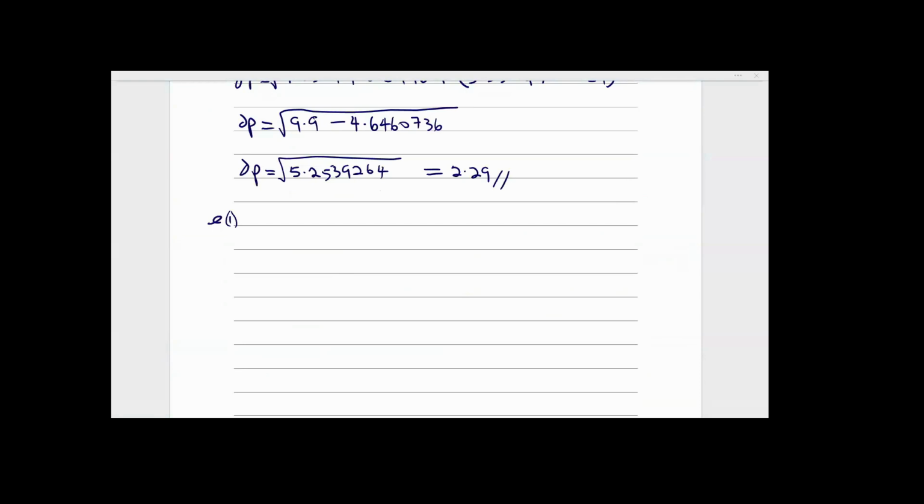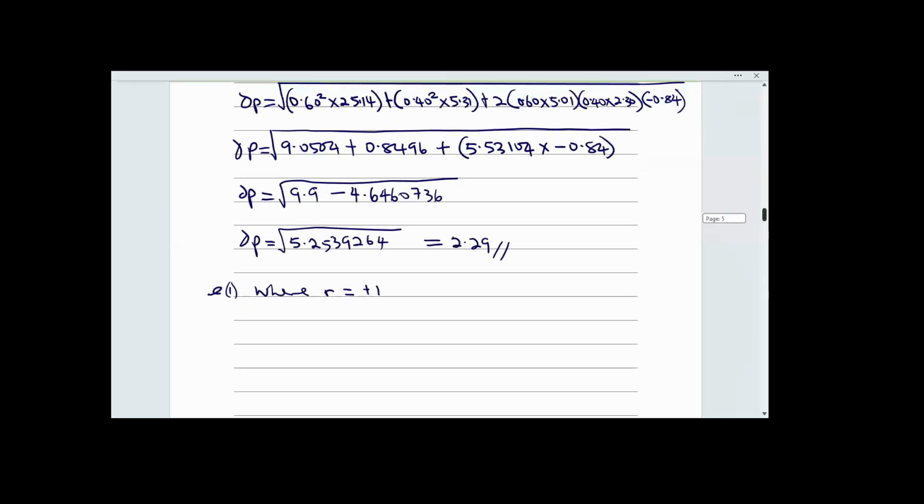So in this case, I would then say R is equal to positive 1. What that simply means is that if your R is equal to positive 1, the only thing that will be changing on the right side will be the correlation coefficient.